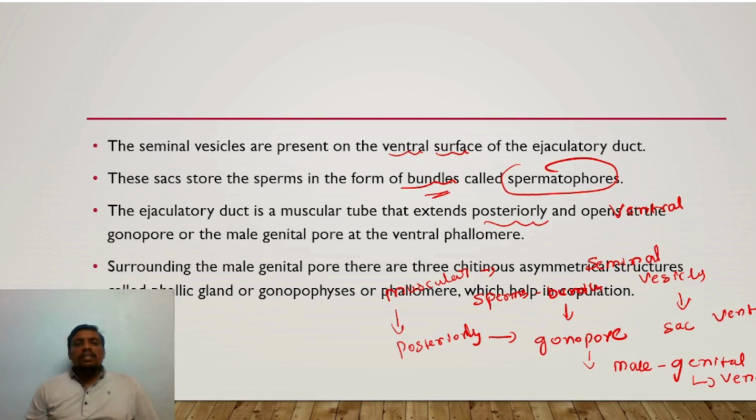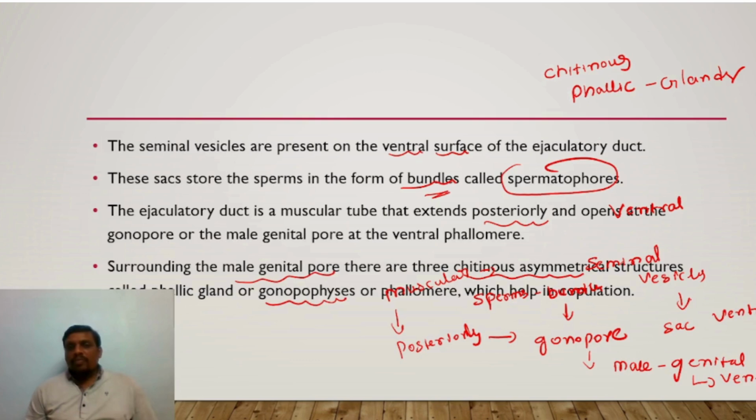Surrounding the male genital pore, there are three chitinous asymmetrical structures called phallic glands. These phallic glands are otherwise called gonapophyses or phallomeres. They help in the process of copulation during reproduction. The term phallo refers to the penis.